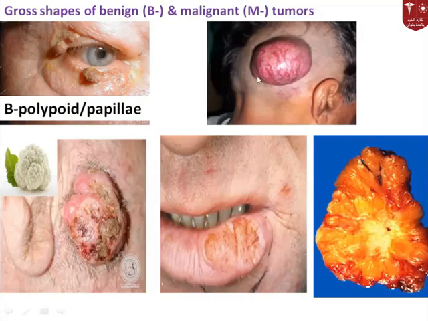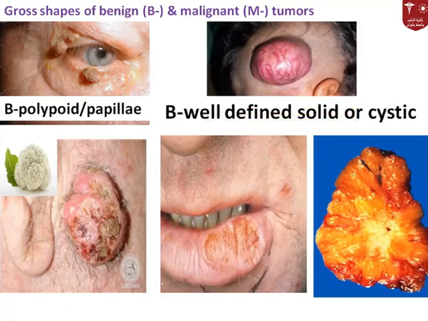This is a tumor with a well-defined border, right? Not an invasive one. Do you think this is a benign or a malignant tumor? Yes, this is a benign tumor with well-defined borders. It may be solid or cystic. Cystic means internally filled with fluid. Solid means it is internally solid.